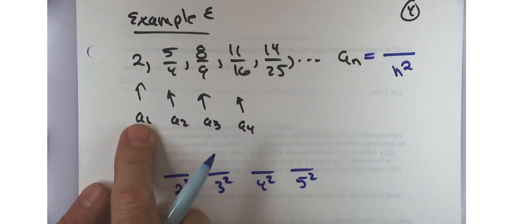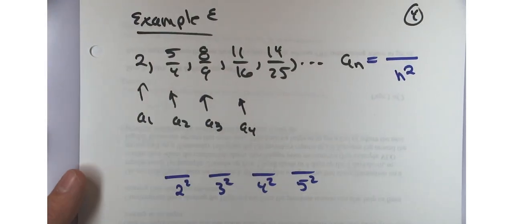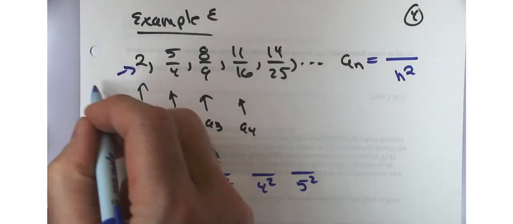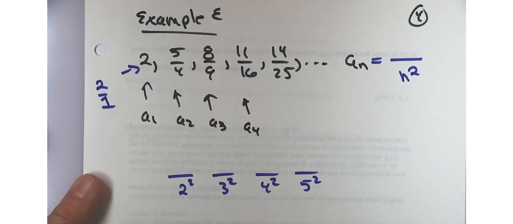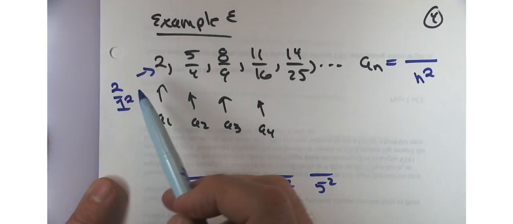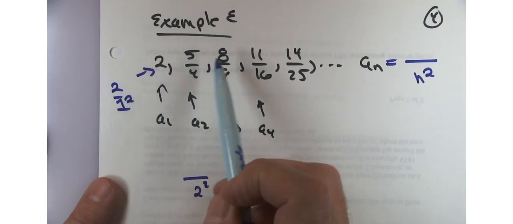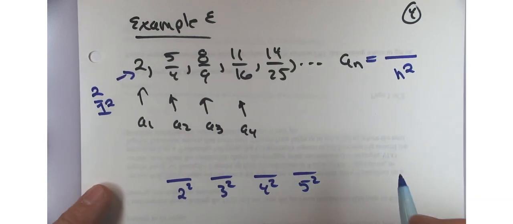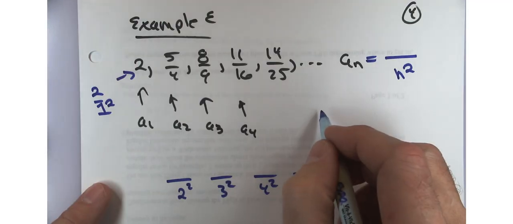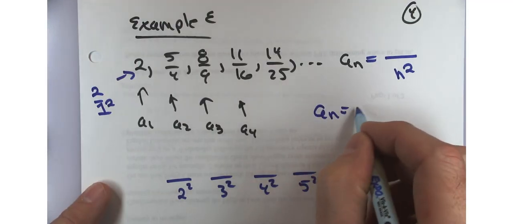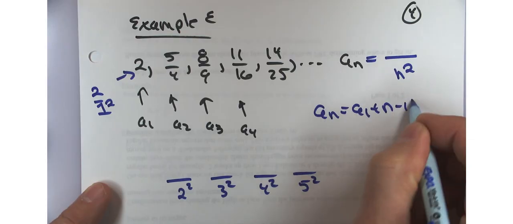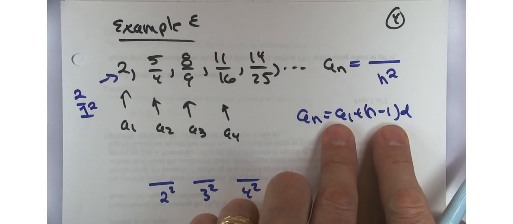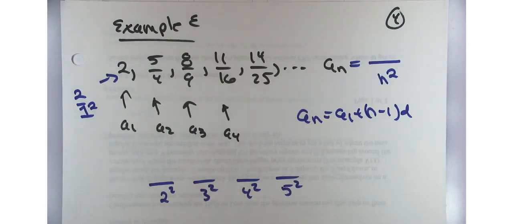Certainly the 1 squared in the denominator there works. If I regard this as being, say, 2 over 1, or 2 over 1 squared, then my numerators start out with 2, then 5, then 8, 11, etc. So your arithmetic sequence, again, looks like this. a sub 1 plus n minus 1 times d. Can someone fill that in for me for this particular problem?